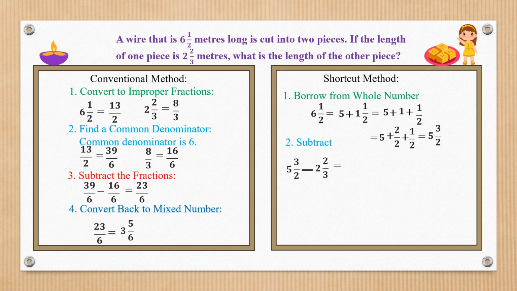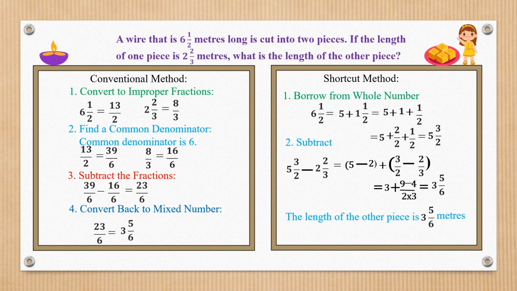Now we subtract 5 3/2 minus 2 2/3, which gives, group whole numbers together, fractions together, and you know how to proceed. So cross multiply these two, use the shortcut method for subtraction of fractions, and we get 3 plus (9 minus 4) by 2 times 3, which is equal to 3 5/6. So the answer is, the length of the other piece is 3 5/6 meters.